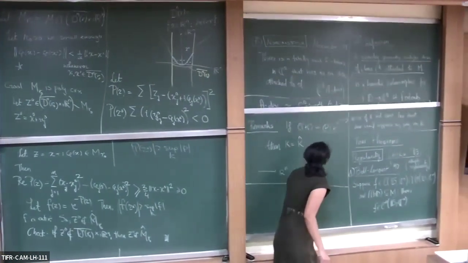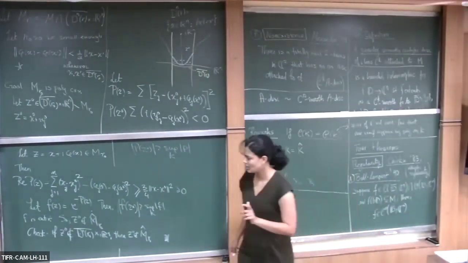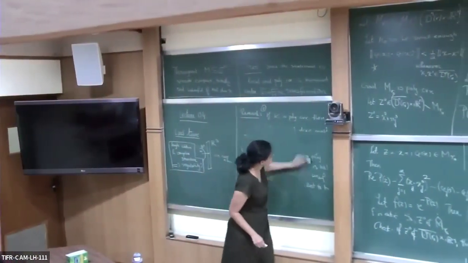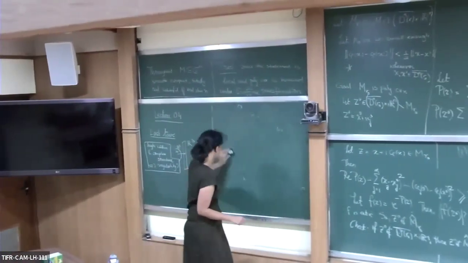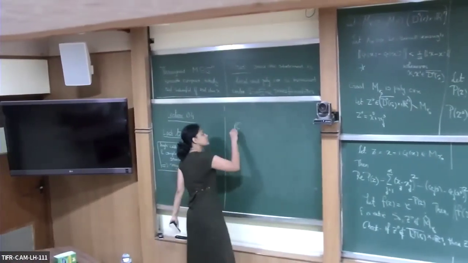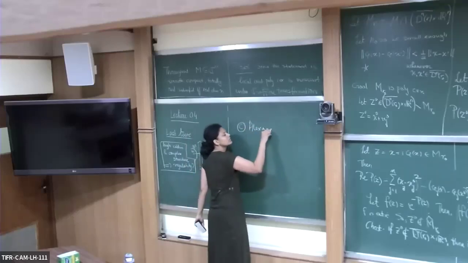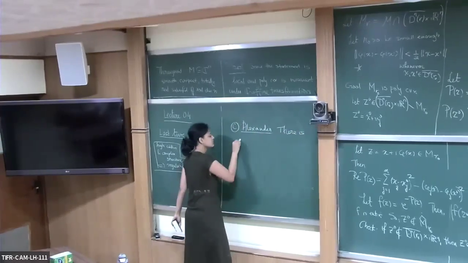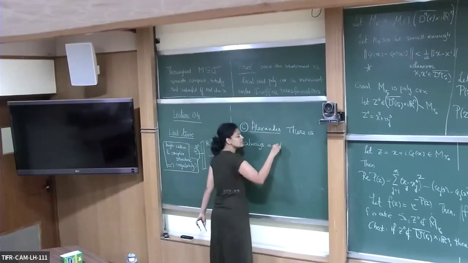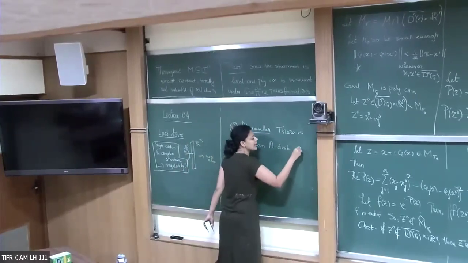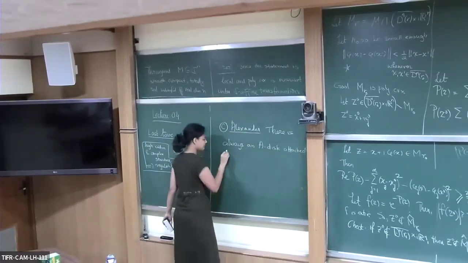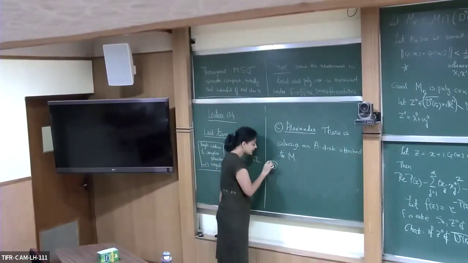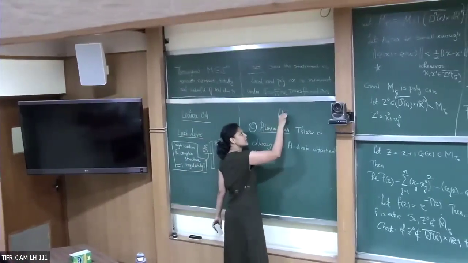Okay, so we have non-existence. Result C is due to Alexander. If you're totally real, you can always expect an attached disk. And this, we are going to also sketch a proof.